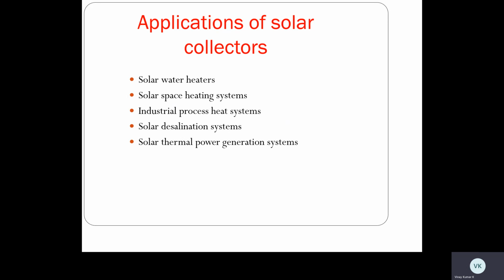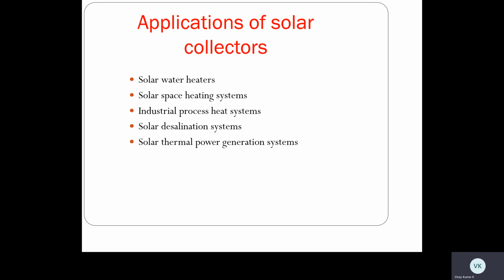In industrial process heat systems, we mainly have both low temperature applications and solar steam generation systems. Low temperature systems may be air or water based systems, and then solar steam generation systems. In solar steam generation systems, we use industrial process heat systems.